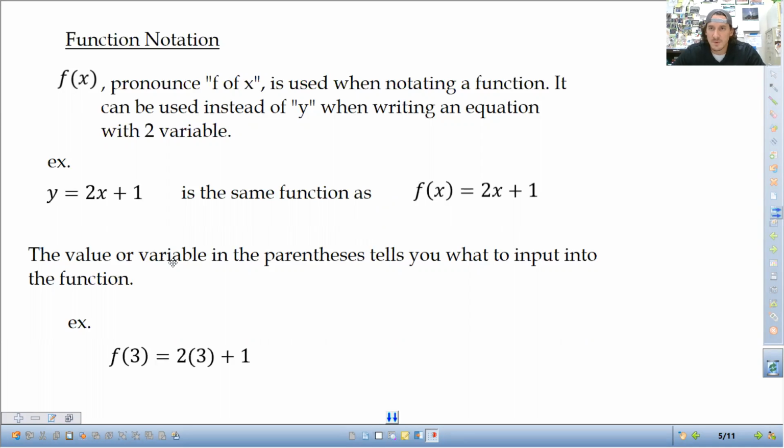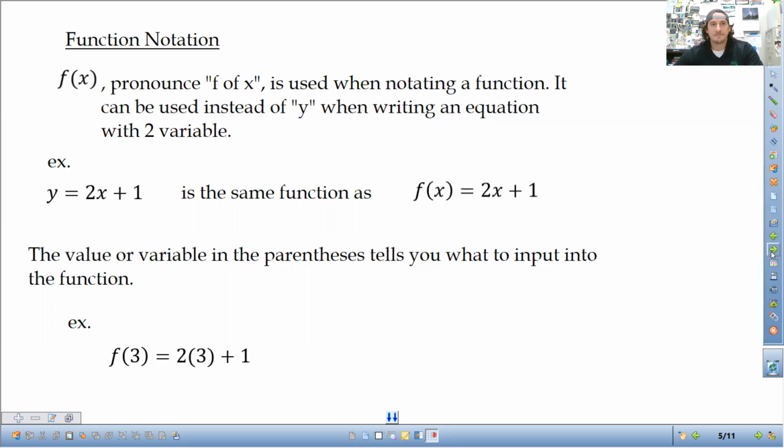So with the warm-ups we've been doing for the last few days, I've been having you evaluate functions at certain x values. How we would notate that is just by putting an f of 3 or whatever x value you want to input into the function. You swap that in for x here, and that tells you to swap it into the function. So f of 3 means to evaluate that original function there when x is 3. So that's just what we've been doing in the warm-up.